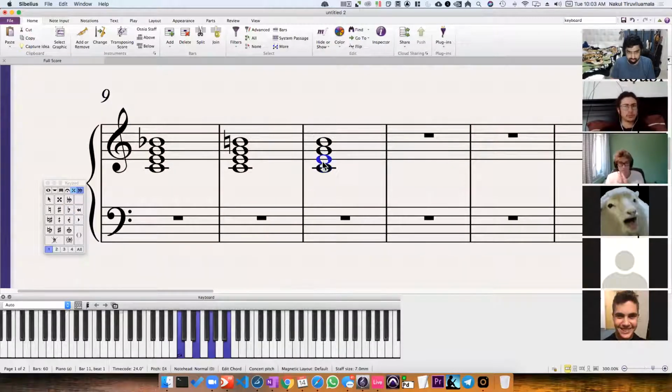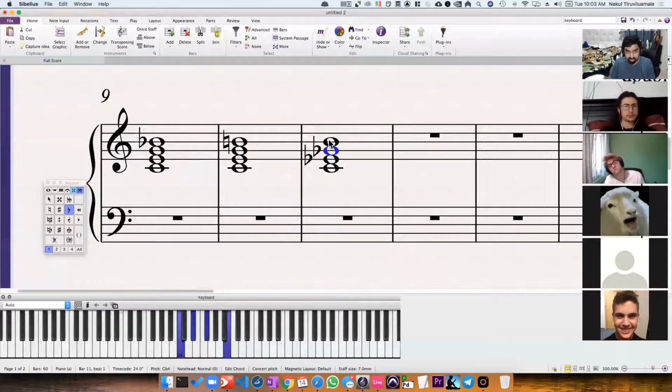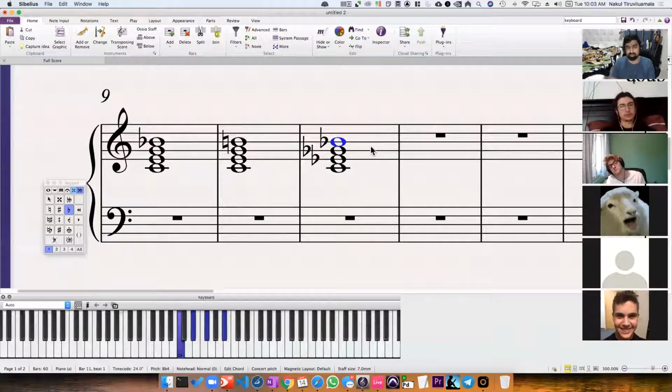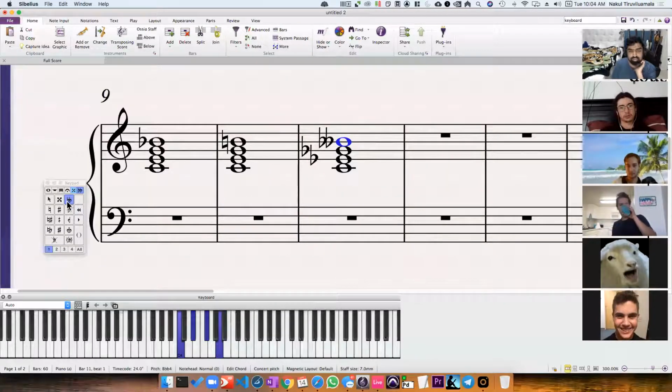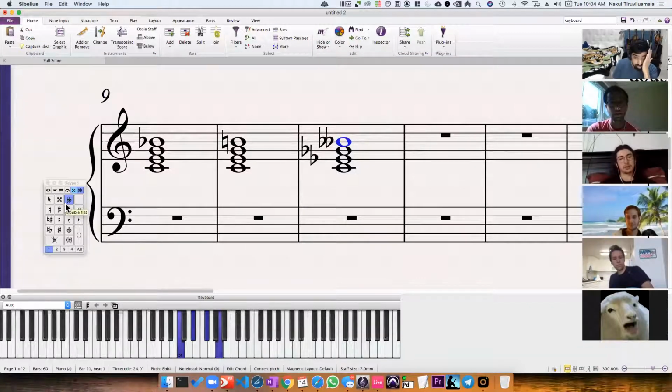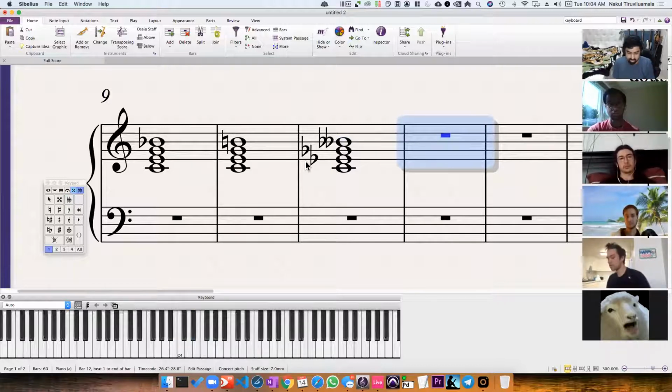Whoops, I'm not done yet. Sorry. Half diminished, absolutely. How about this one right here? Fully diminished, okay. Great, okay. How about, what am I missing? Major, dominant, okay, I don't have a minor 7th yet.